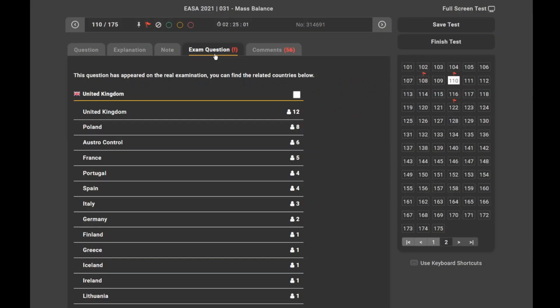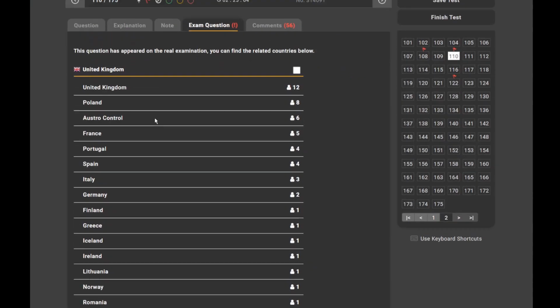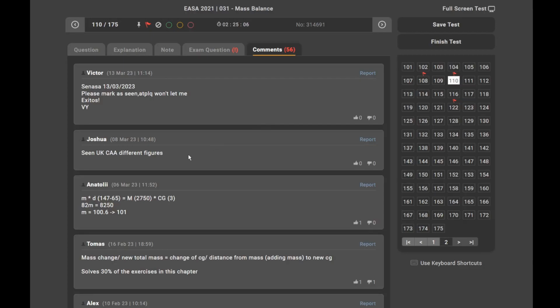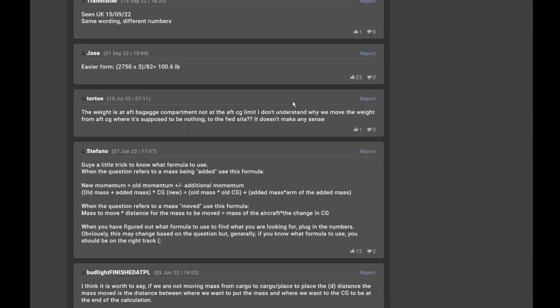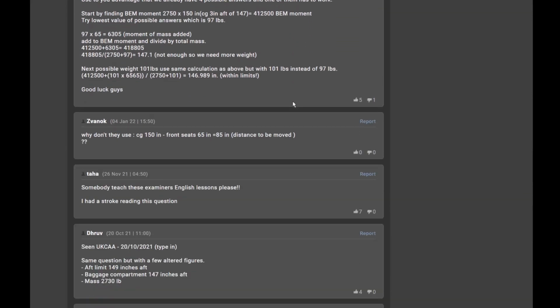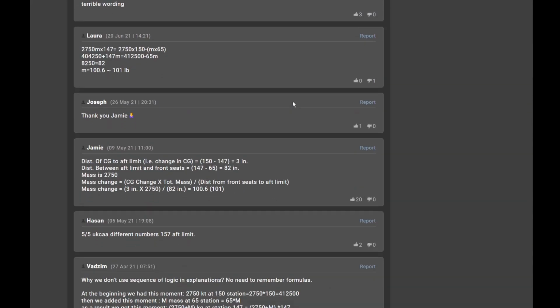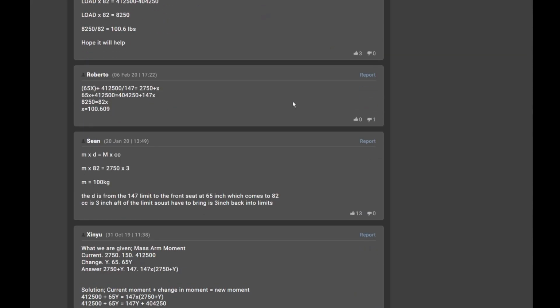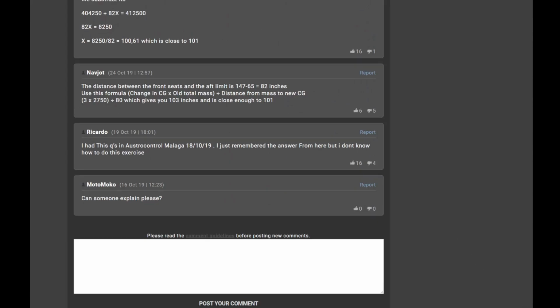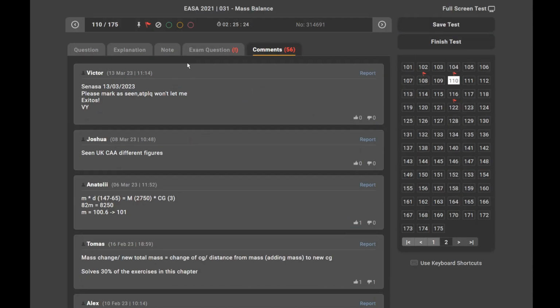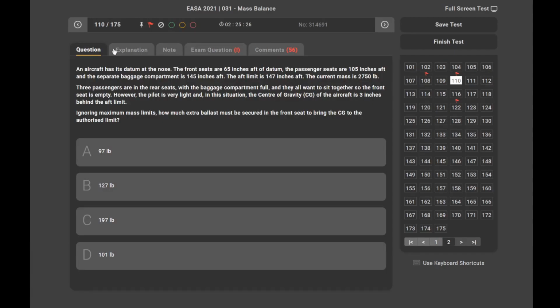This one here is a question which has been spotted in multiple real exams, and more specifically from the UK CAA last week. It has a lot of debate, with a huge amount of comments due to people getting confused and talking about which method is the best. There are multiple methods to solve this question, going from quicker methods which are a bit more case specific and cannot be used for all of these types of questions, to methods which take a bit longer but work for pretty much every mass, arm, moment question in mass and balance.